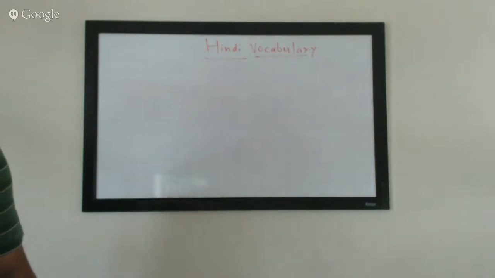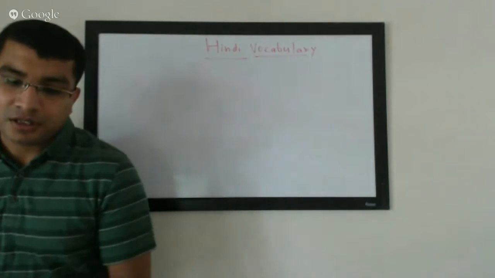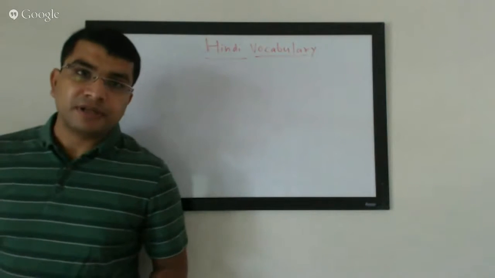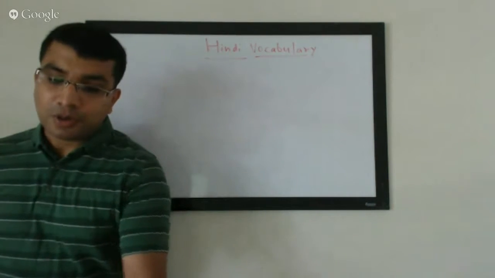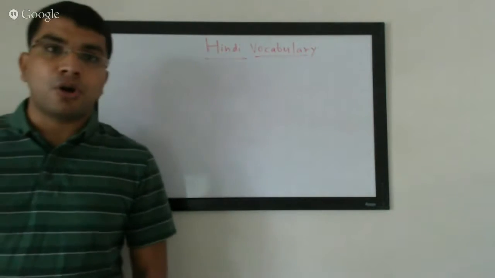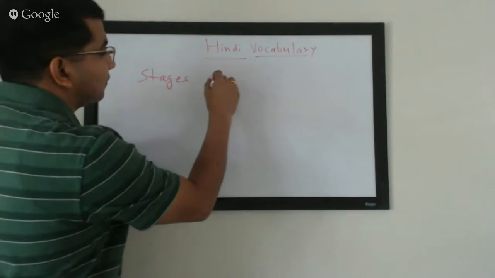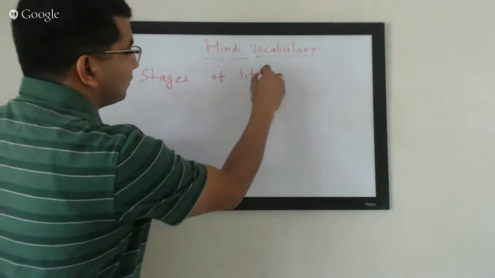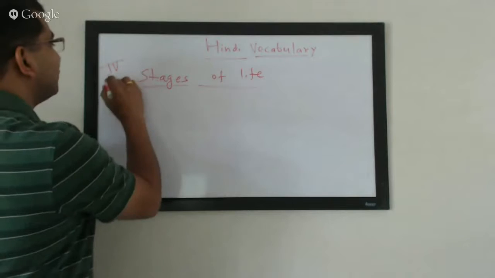In the interest of time, we don't have that much time, so I'm going to skip the adjectives in this class, and I'm going to cover adjectives in the next class, or if we have some time left over. I'm going to cover the fourth section, which is the ages that are discussed in this particular song. Right? So, basically, stages of life. So that's the fourth part I'm going to cover.